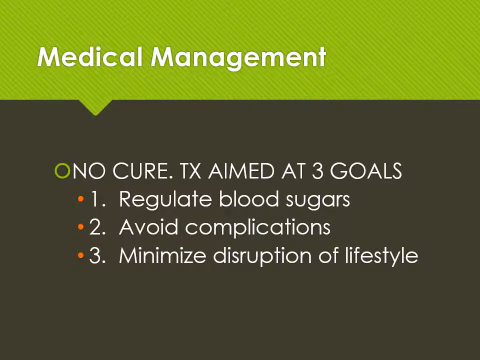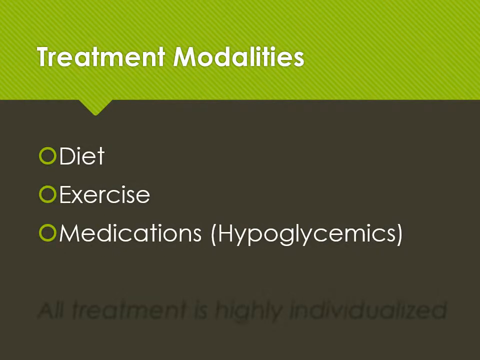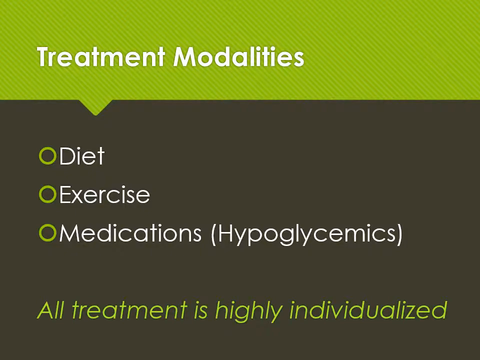There is no cure for diabetes mellitus. Treatment is aimed towards three goals. These goals are to regulate blood sugars, avoid complications, and minimize disruption of lifestyle. To achieve these, the treatment modalities are going to include diet, exercise, and medications. All treatment is highly individualized.